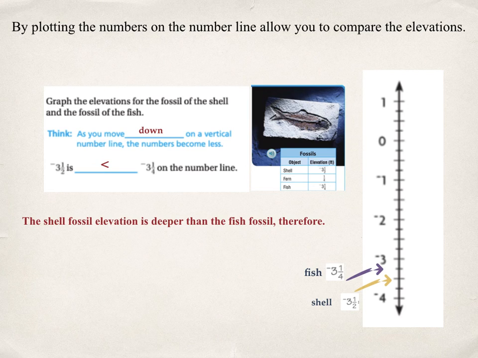If we plot both the fish and the shell elevations, we can actually compare them. Notice that as you move down on a vertical number line, the numbers become less. Therefore, -3.5 is less than -3.25 on the number line. The shell fossil elevation is actually deeper than the fish fossil elevation.